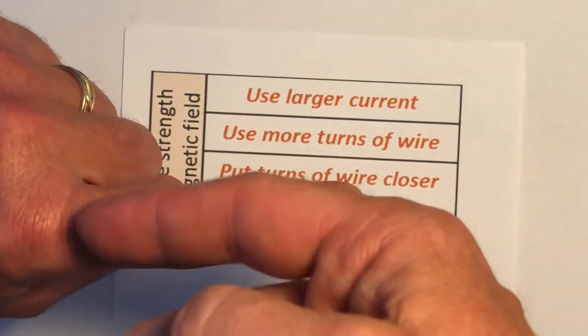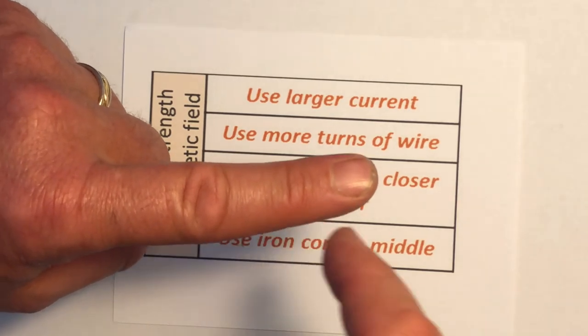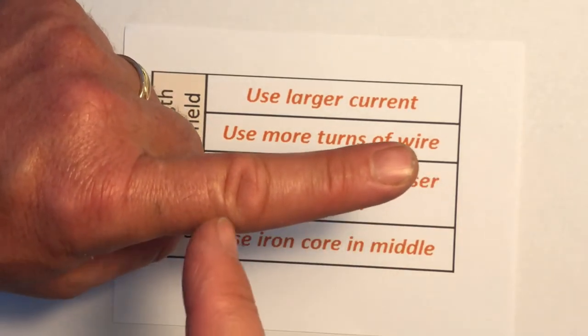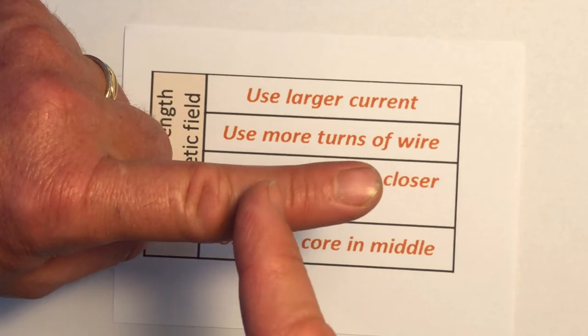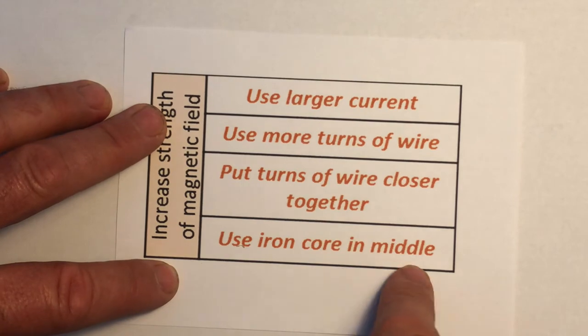Put the turns of wire closer together. Very often I'll see people just wrapping them all higgledy-piggledy over the top of each other, and they say, why doesn't it work? What you need to do is have them nicely close together so it concentrates the magnetic field. The last one is to use an iron core in the middle.